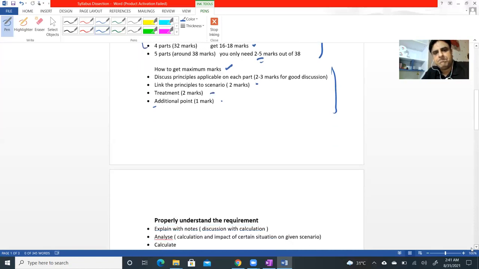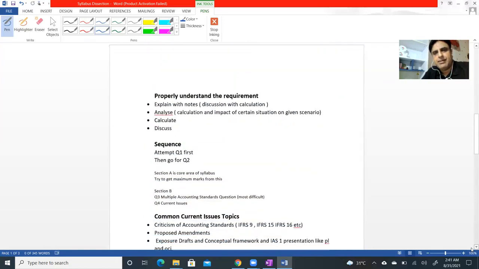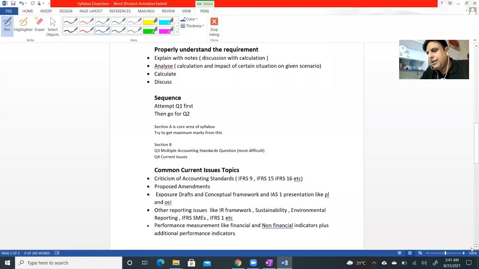Next is definitely one of the most important points, which students often ask: sir, we are not getting the requirement understanding. Sometimes you see in a requirement that it says explain with notes the different issues discussed above in this scenario. Now, explain with notes.